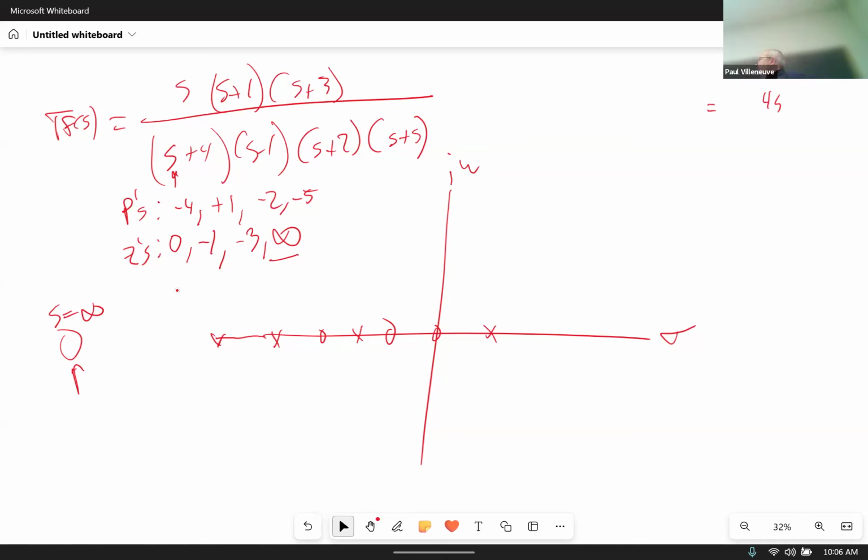So that's a pole zero map. These are x's. But yes, normally we use x's and o's. That's the typical notation you would see on a pole zero map.